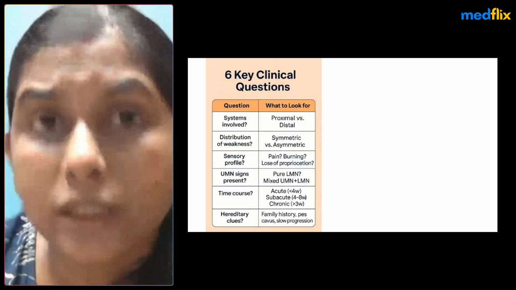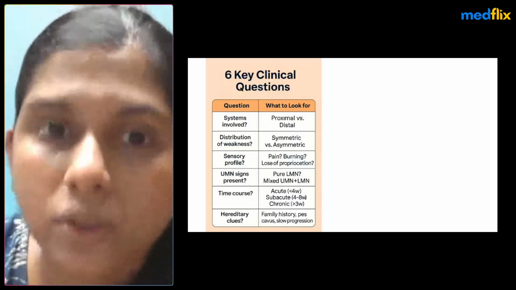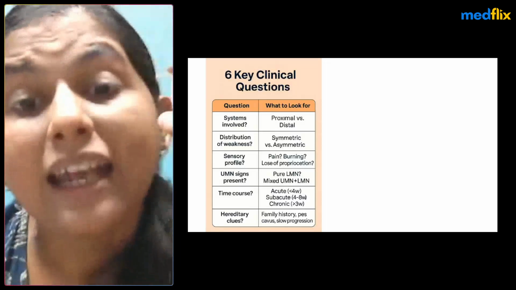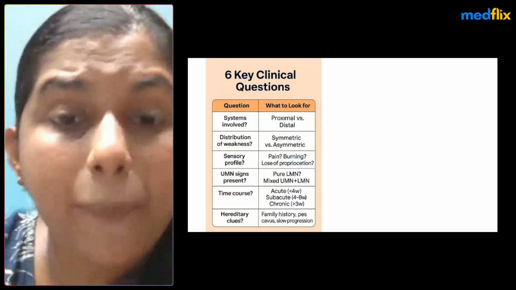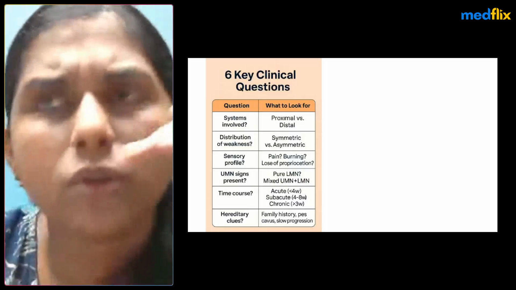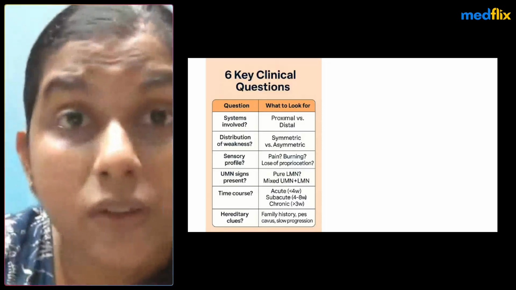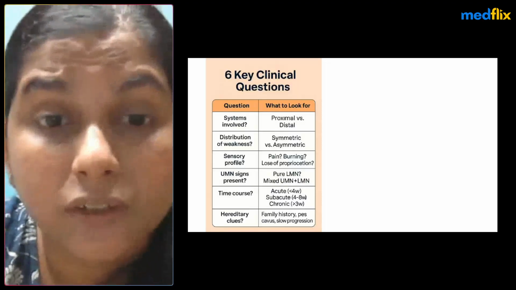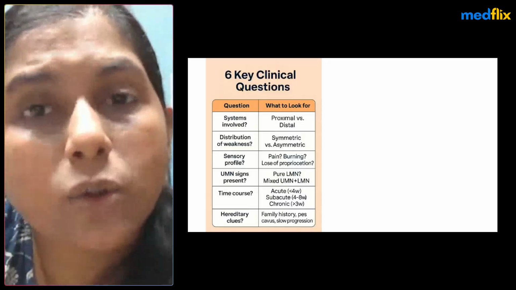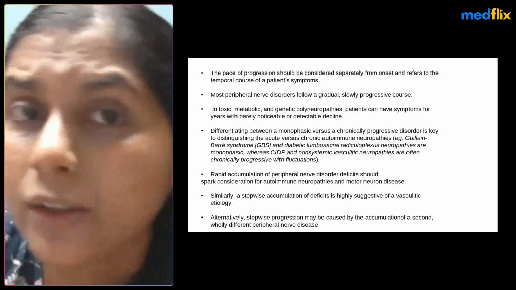key clinical questions. What are the systems involved? Is it proximal? Is it distal? Is the distribution symmetrical or is it asymmetrical? What is the sensory profile? Is there pain, burning, loss of proprioception? Are there UMN signs as well? So do we have to consider something like B12 deficiency, where you can have both UMN and LMN features? What is the time course? Is it acute, subacute, or chronic? And are there any clues to suggest that there is an underlying hereditary neuropathy?